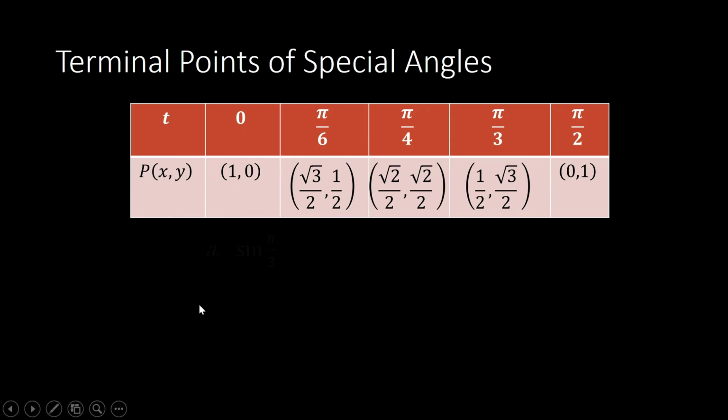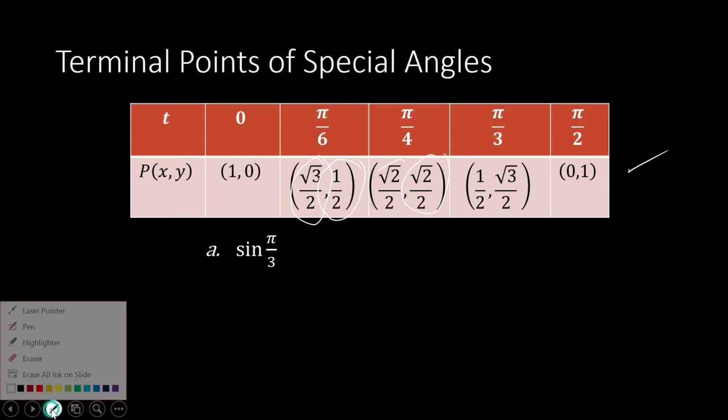Why is that so? Because the first coordinate of this point is your cosine. The second coordinate of this point is your sine. The ratio of the second coordinate to the first coordinate is your tangent. That's all. So this is the only table that you must remember.